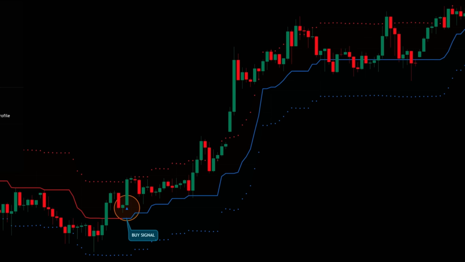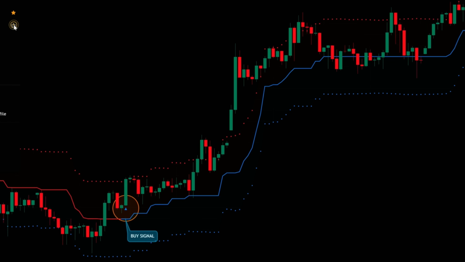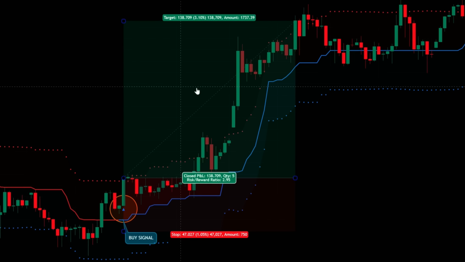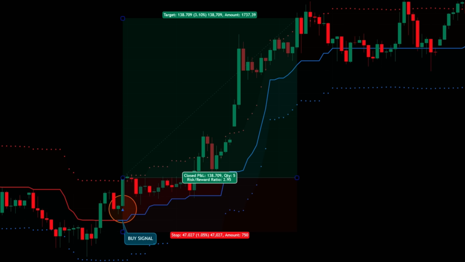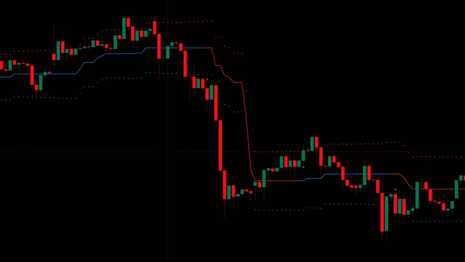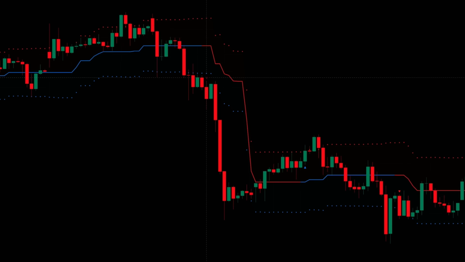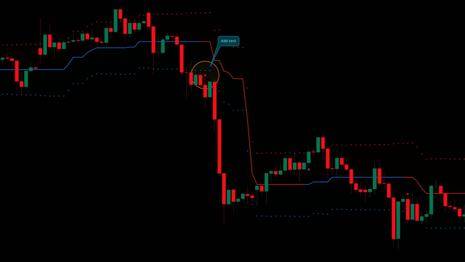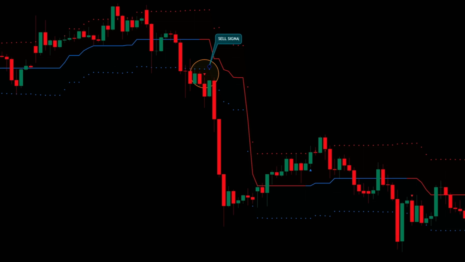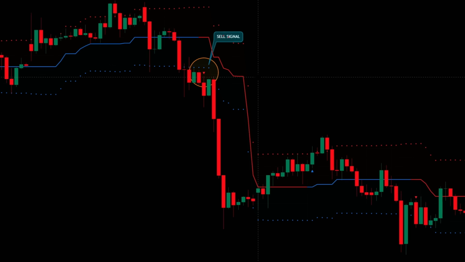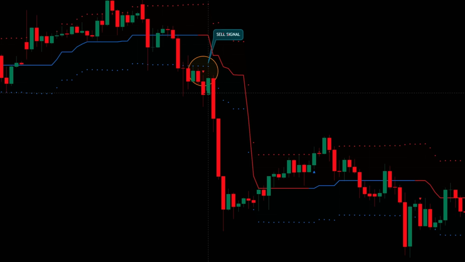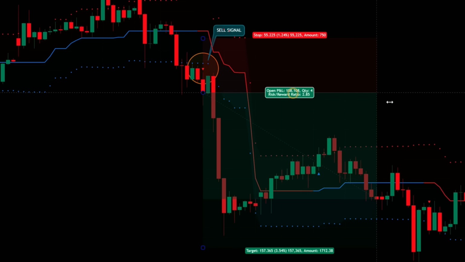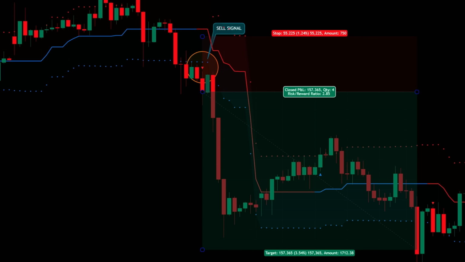Now look at this section of the chart. Price crosses above the midline and a buy signal appears. You take a long trade and price reaches the target. Clean, simple, profitable. Then look at another section of the same gold chart. Price crosses below the midline and a sell signal appears. You take a short trade and that trade also hits the target. In moments like this, the indicator looks flawless. The signals appear reliable, and this is exactly why traders start trusting every signal it produces.